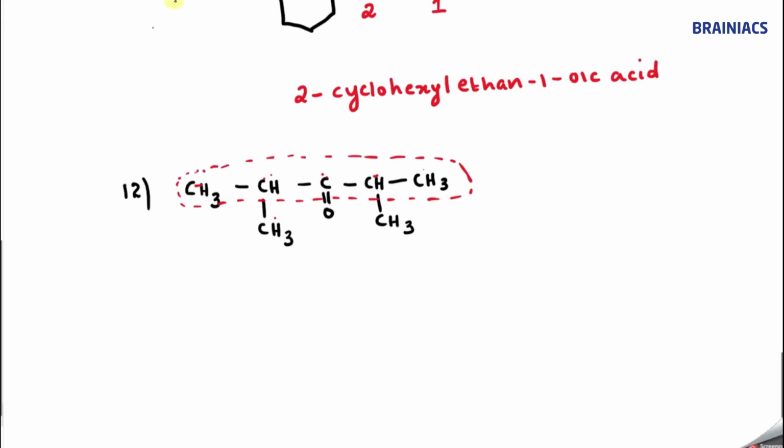So while numbering, what should be done? This should get the possible. But if you go from left to right or right to left, this will get the number 3. So 1, 2, 3, 4, 5. So try to name the compound. So what should be the name of this compound?